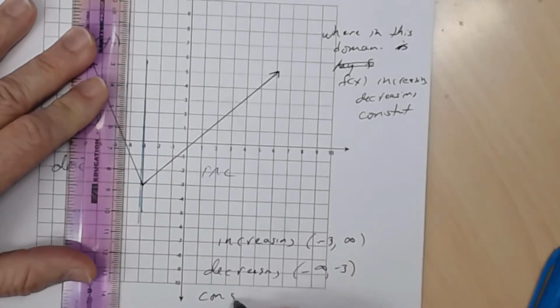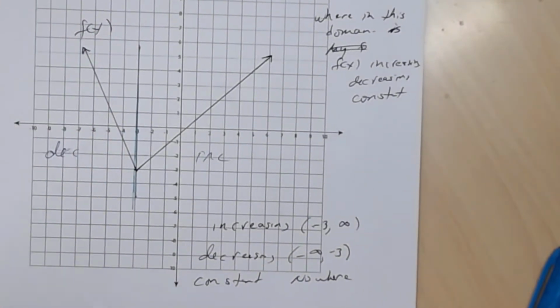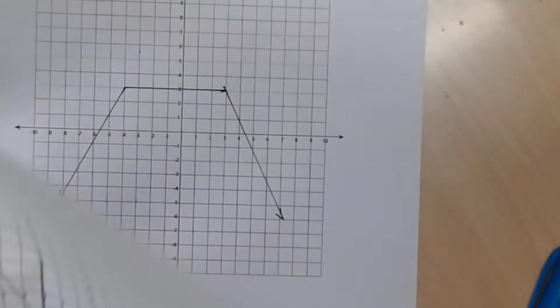And then where is it constant? You say nowhere. Okay, so it's constant nowhere. All right, so that's number 2.